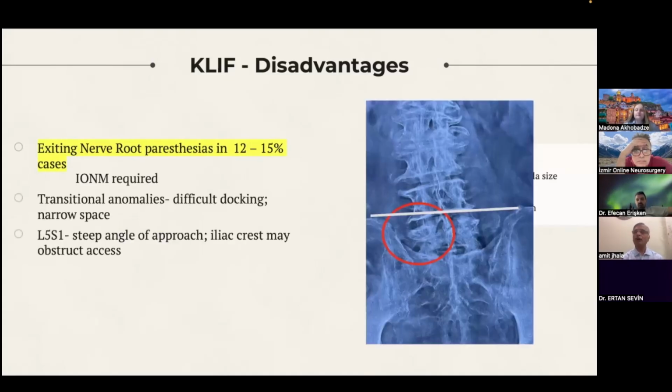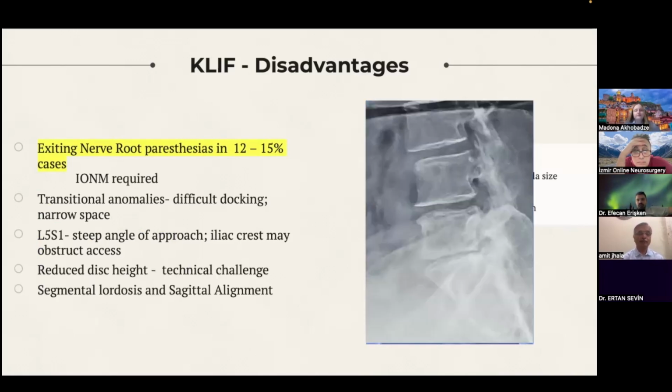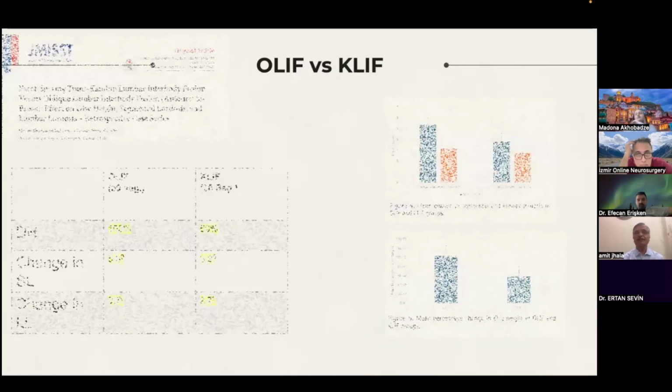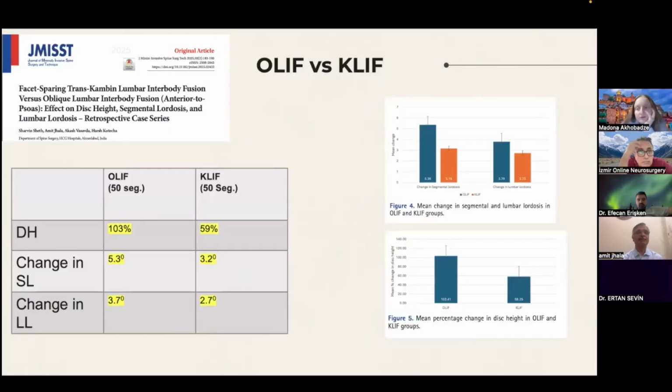It is difficult to dock at L5-S1 because it has a steep approach at L5-S1. Reduced disc height is a problem. The biggest problem, again, what I'm going to talk about is the segmental lordosis and sagittal alignment, because ultimately it works like a TLIF procedure. So then we started comparing which is better, whether an OLIF is better or KLIF is better.